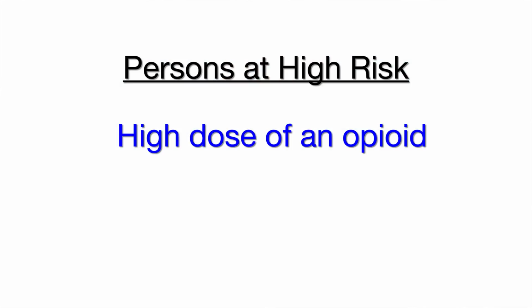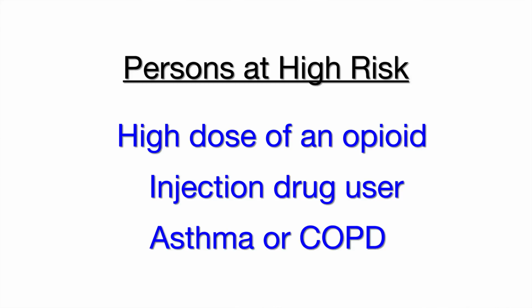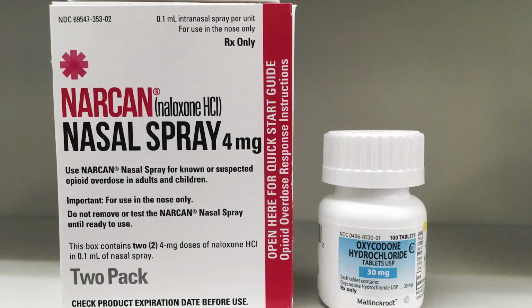You can also use various risk management techniques for people at high risk. For example, those taking a very high dose of an opioid for chronic pain, or if somebody is an injection drug user, or someone with asthma or COPD that puts them at higher risk of an opioid-induced respiratory depression, leading to an overdose. For any of those high-risk situations, we can prescribe naloxone for a patient along with the opioid, so they have a reversing drug available to them.